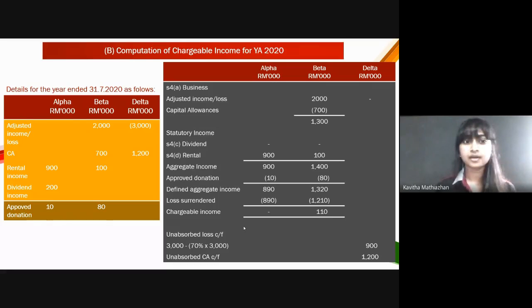So this is the computation. We start with adjusted income for Beta, and then minus capital allowance, dividend income, rental income, and after that minus approved donation, and we will get the aggregate income. Over here, there is loss surrendered. Only Delta is having the loss in that year.